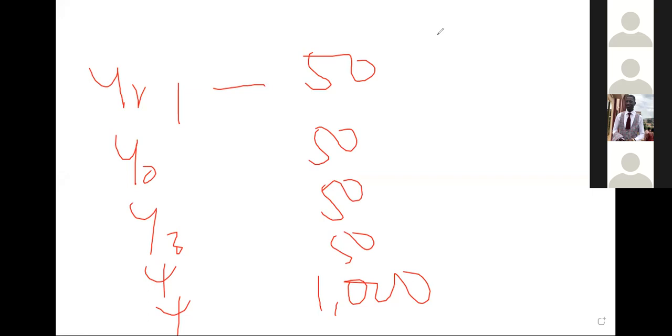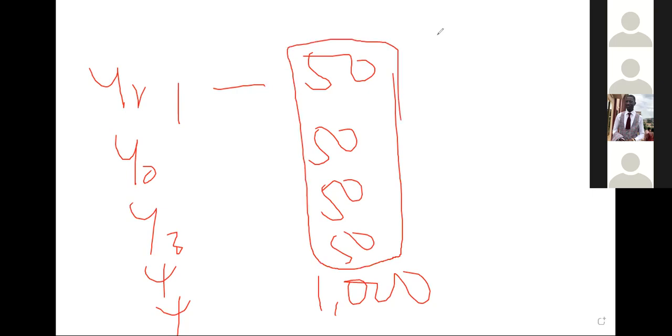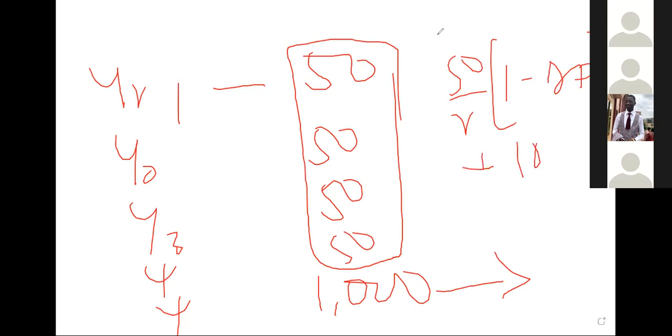You discount all of them, and by discounting, we go for present value. We can do this over 1 plus R raised to the power 1. But because this is the same amount, it forms an annuity. Then we can go by the lump sum approach for the last one. So we can do C, 50 over R, times 1 minus DF. When we are given R and N, we know what to do. Plus 1,000 over 1 plus R raised to the power N. This is what we call the price of the bond. This is how we determine the price of the bond.